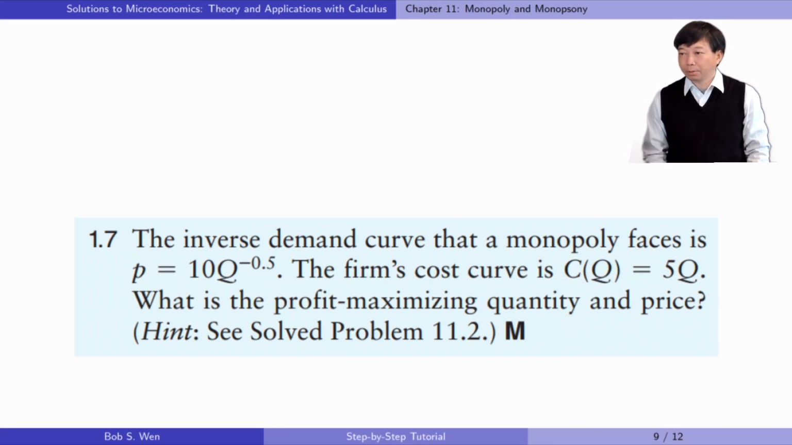Let's find answers to exercise 1.7. The inverse demand curve that a monopoly faces is as follows. We also know the firm's cost curve. What is the profit maximizing quantity and price?